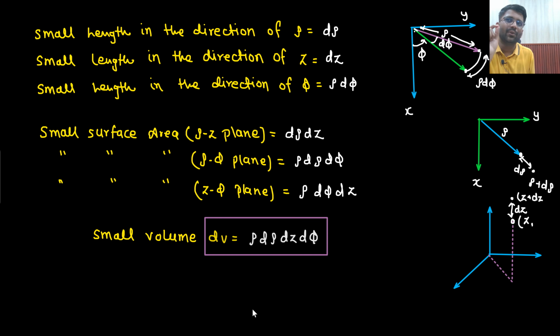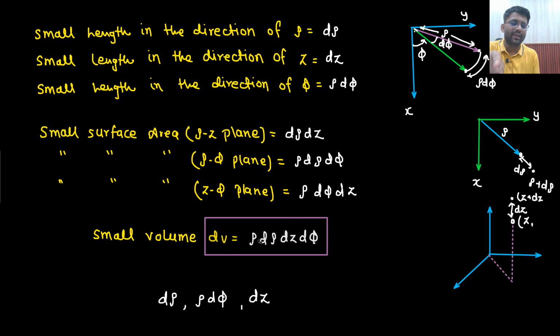Sir, there are three coordinates: rho, phi, z. So how much do I move in the direction of rho? Sir, d rho I move. How much do I move in the direction of phi? Sir, rho d phi I move. How much do I move in the direction of z? Sir, dz I move. So what will be the volume? Rho d rho d phi dz. So very easily you will be able to write it down.